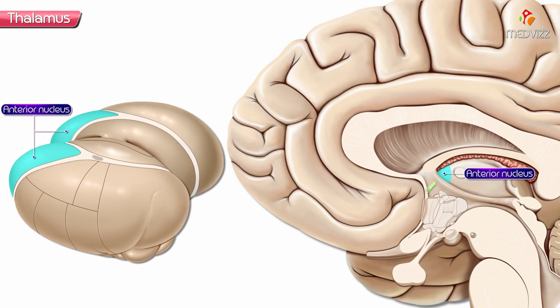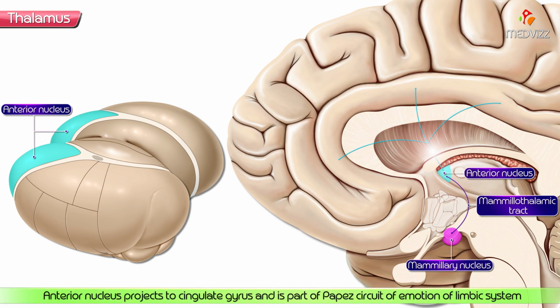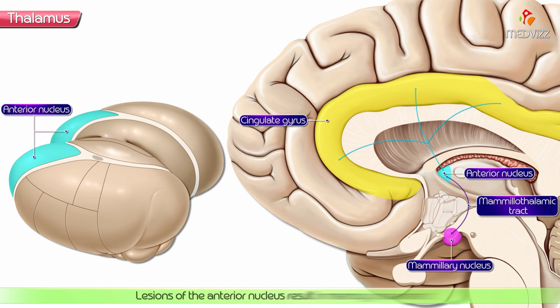The anterior nucleus receives hypothalamic input from the mammillary nucleus by means of the mammillothalamic tract, and it projects to the cingulate gyrus. It is part of the Papez circuit of emotion, which is part of the limbic system. Lesion of the anterior nucleus of the thalamus results in memory impairment, because the Papez circuit is the one which is responsible for intelligence and memory.